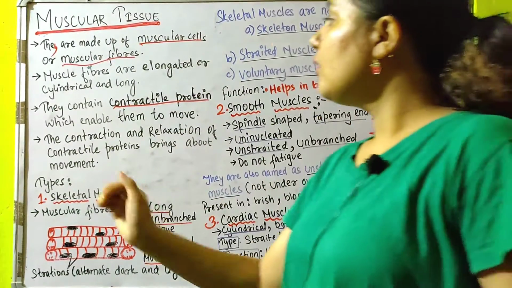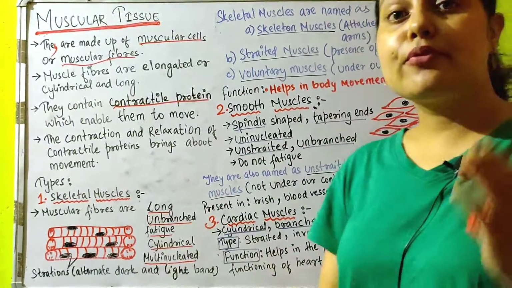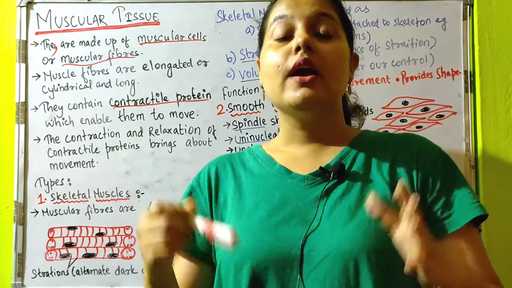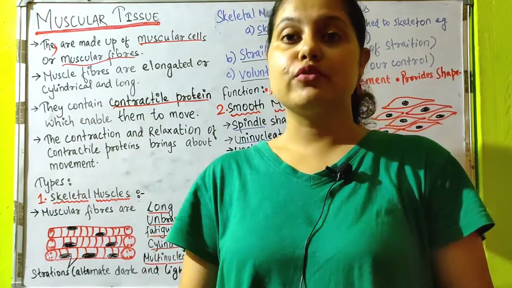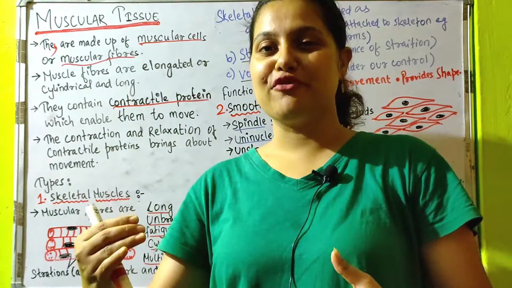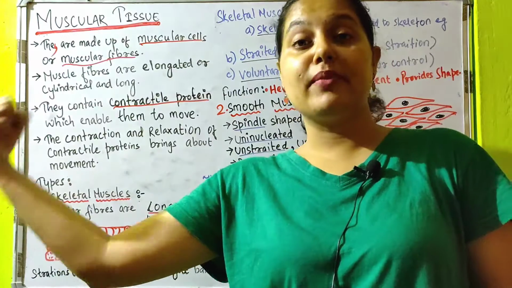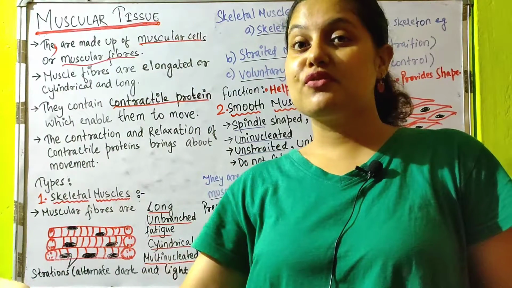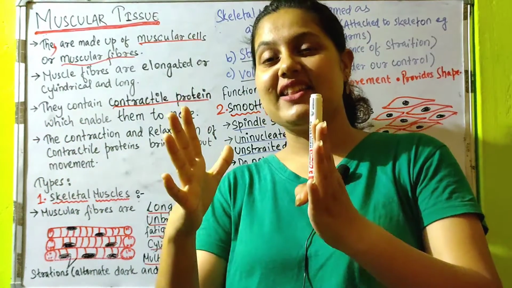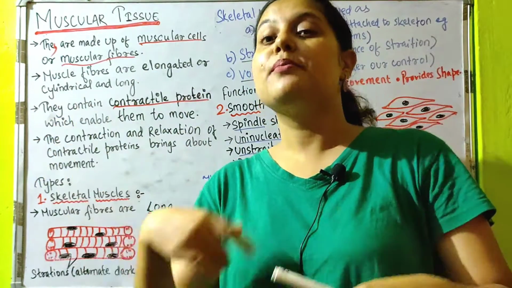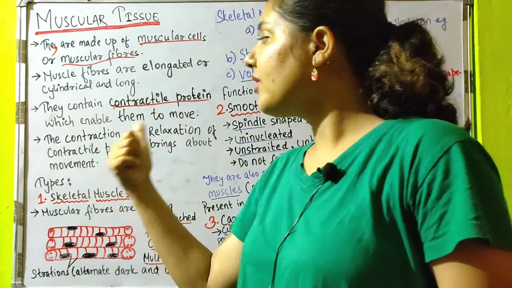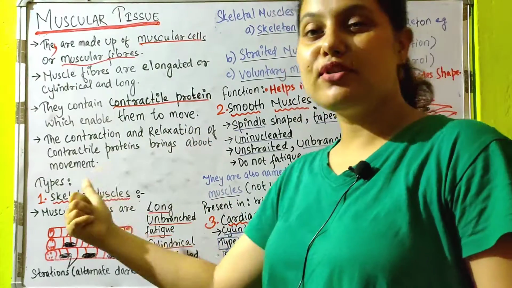Now, they contain contractile protein. This is a very important term. Contractile proteins are those proteins which contract and relax, helping us in movement. How is the movement of my hand possible? That is because of the contractile protein. They contract and then they relax, bringing about movement. The contraction and relaxation of contractile protein brings about movement.